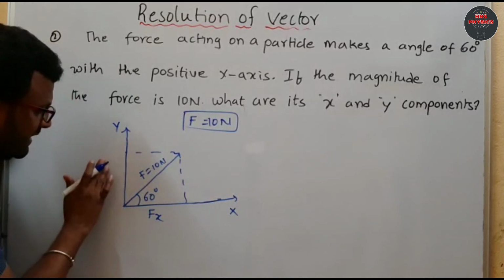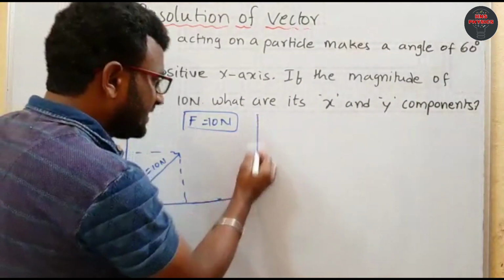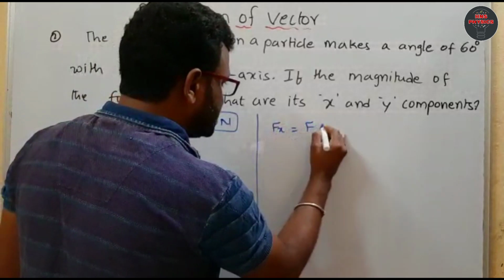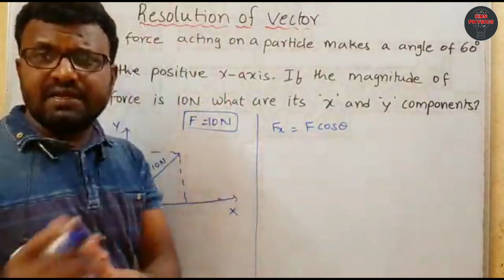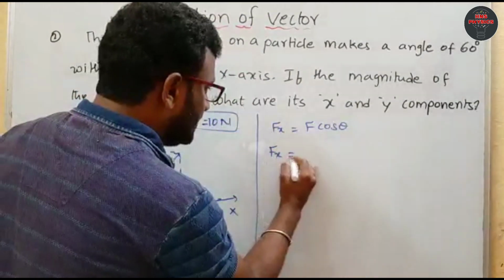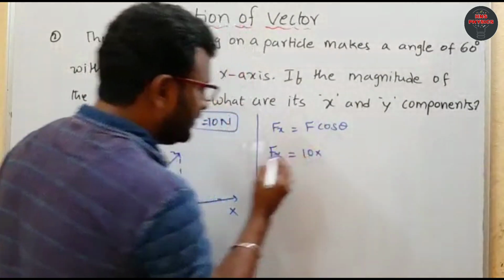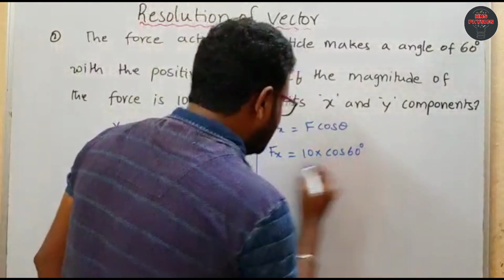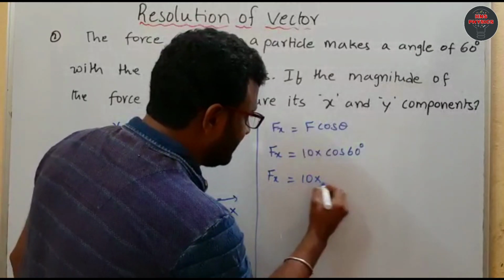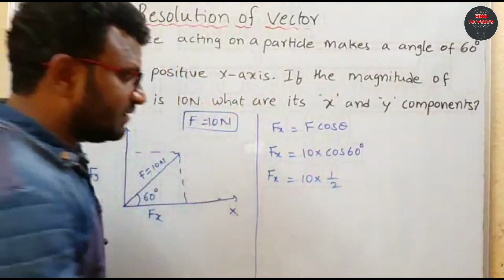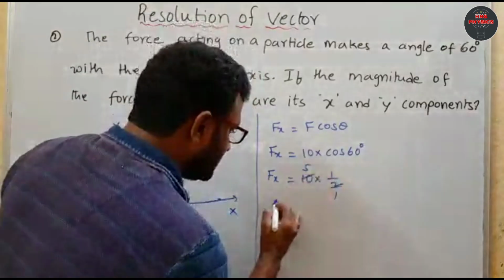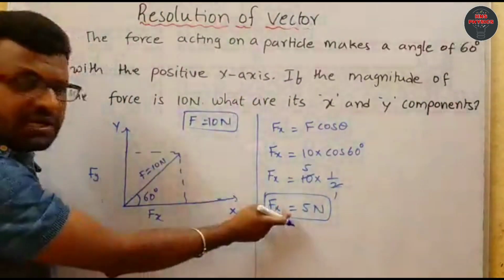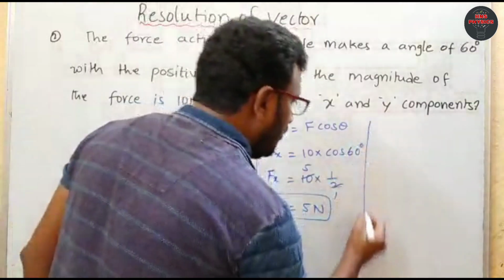Just like in terms of velocity, here force is given. What is the horizontal component? Fx is equal to F cos theta; just in place of V you take F. F is 10, and theta is 60 degrees. So Fx is equal to 10 into cos 60, which is 1 by 2, so 2 fives are 10, and Fx is equal to 5 Newton. So the horizontal component is 5 Newton.